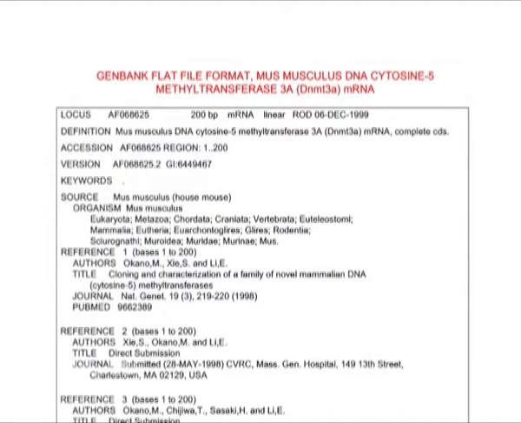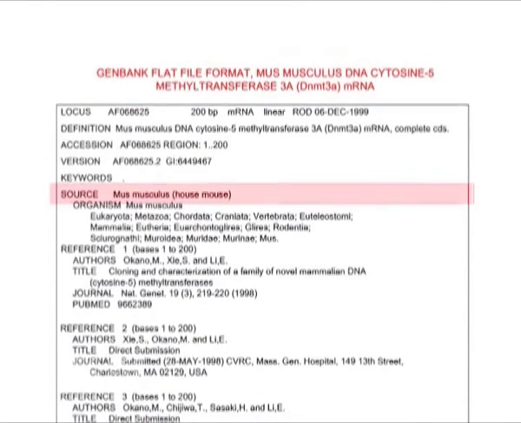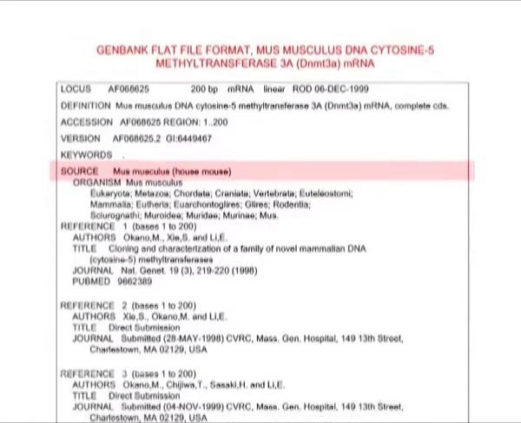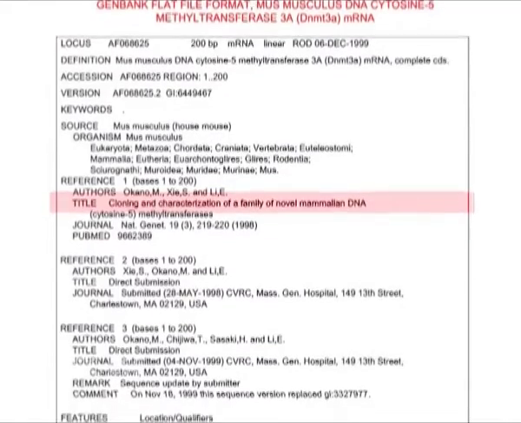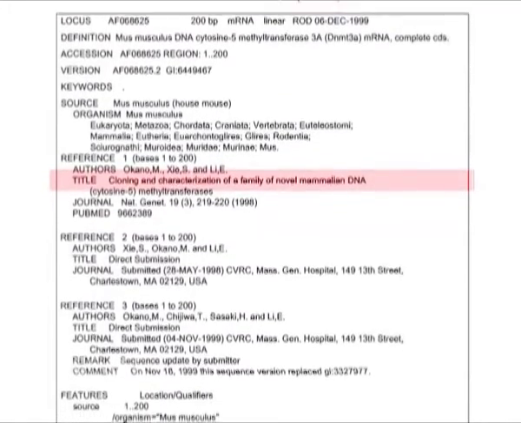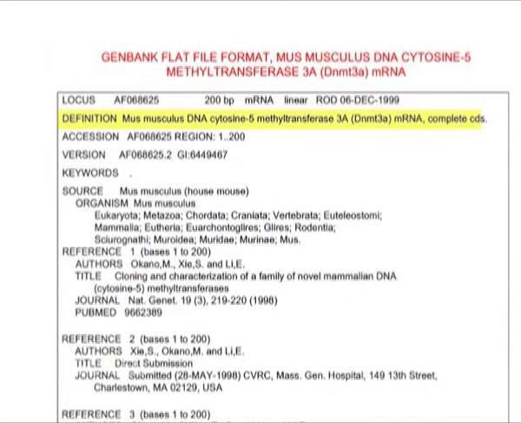Here is a GenBank flat file format obtained from Mus musculus DNA containing the cytosine-5-methyltransferase 3A mRNA. The source is Mus musculus, which is a house mouse, and here you can see the cloning and characterization of a family of novel mammalian DNA methyltransferases. In this image, you can see the various fields such as locus, definition, accession, keywords, organism, etc., which will be studied in the next table.